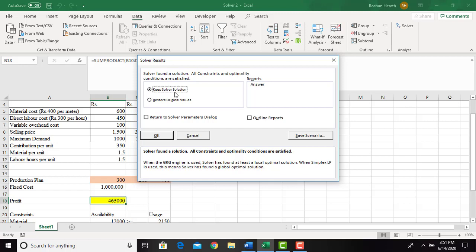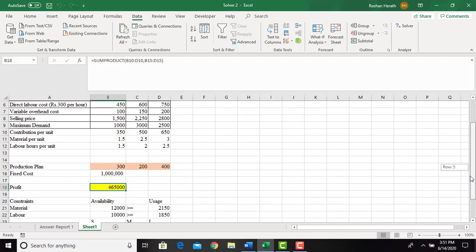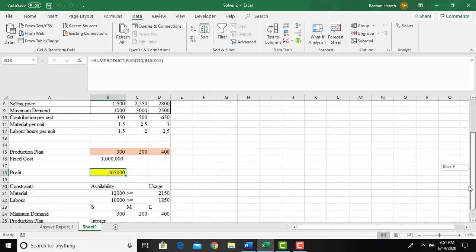So let's say keep the solver solution and need the answer report. Say okay. Right. Then we can see what has happened, what they have done.